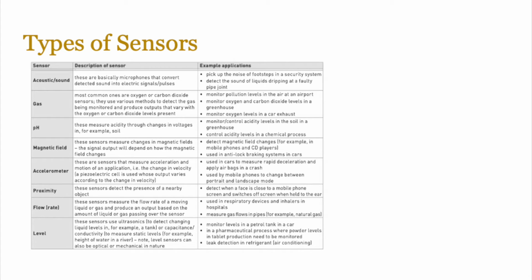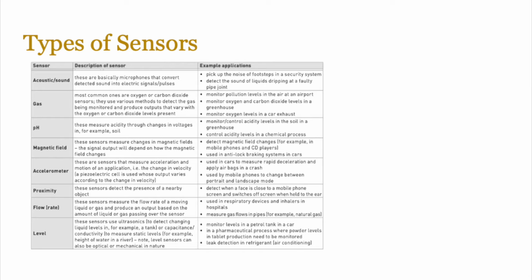pH sensors measure acidity through changes in voltages, and they are used to control acidity levels in the soil or a chemical process. Magnetic field sensors measure the change in magnetic fields, and they are used in mobile phones and CD players or even anti-lock braking systems in cars.